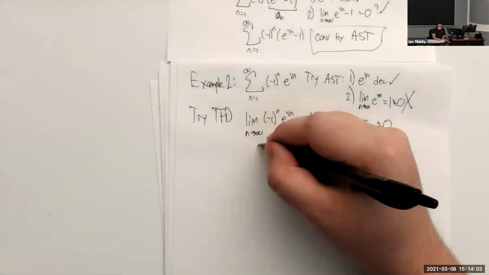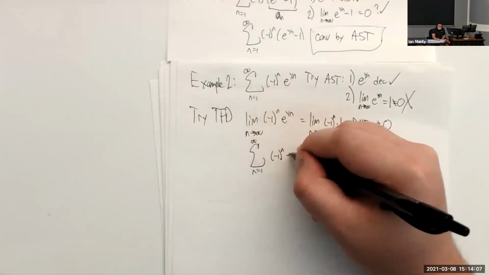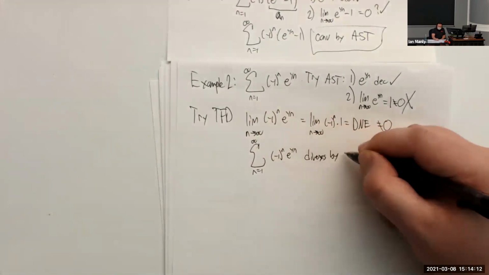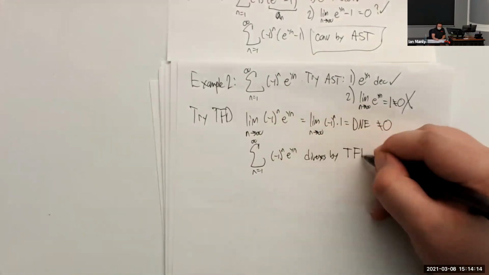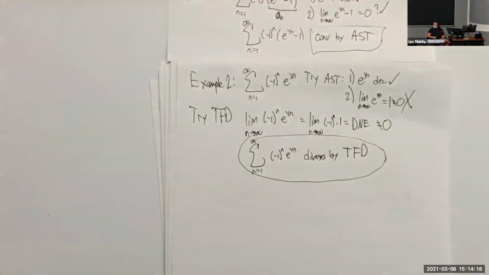So what we would conclude from all of this is that this series diverges, but we would say it diverges by the test for divergence, not the alternating series test. We would say it diverges by the test for divergence here. So be careful which test you're saying you have here, because you shouldn't say it diverges by the alternating series test.